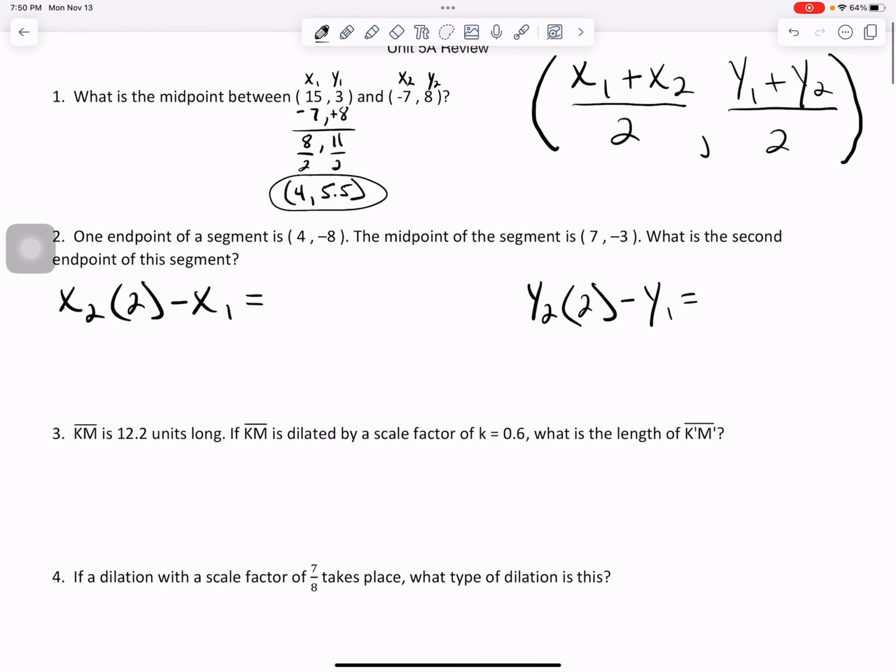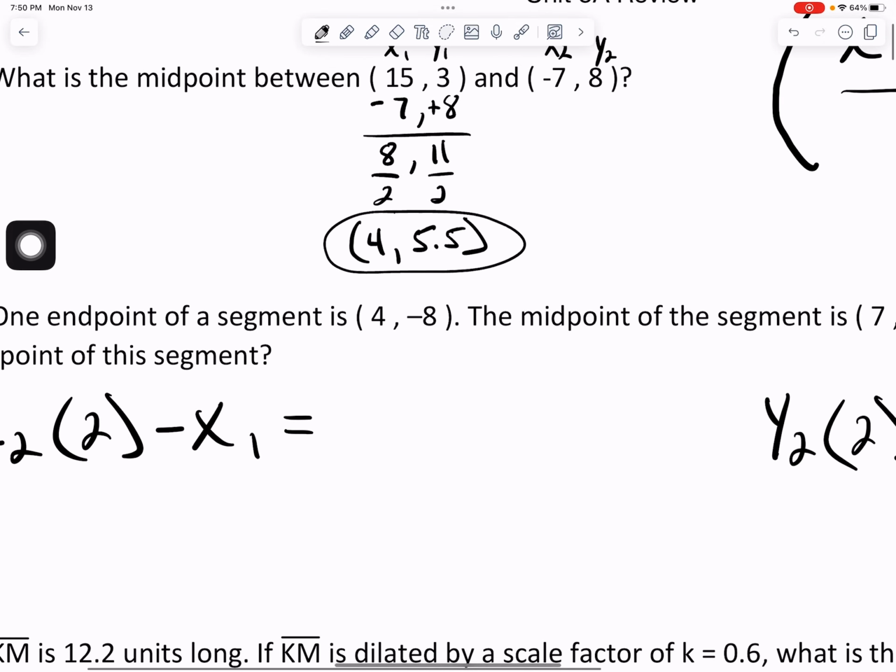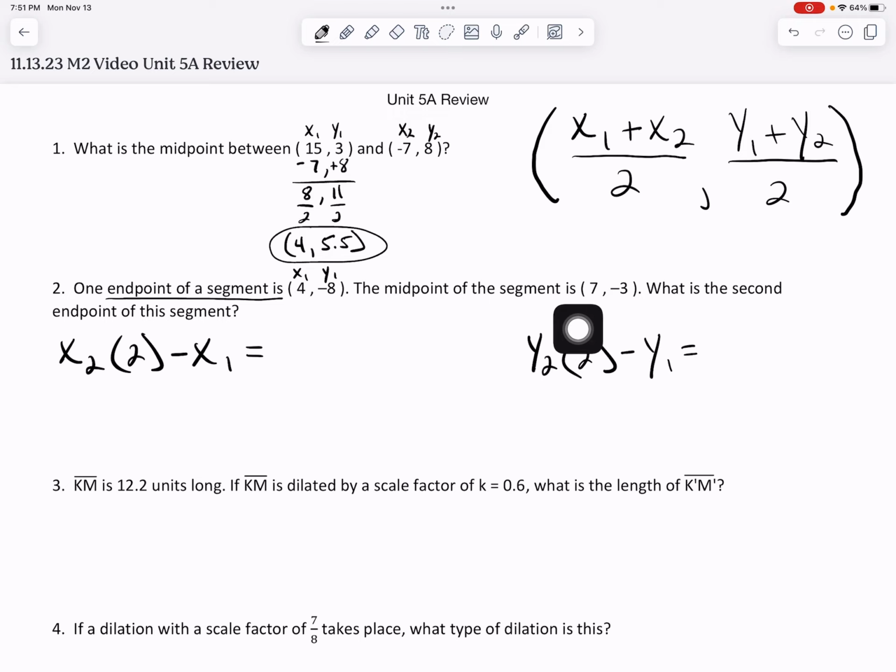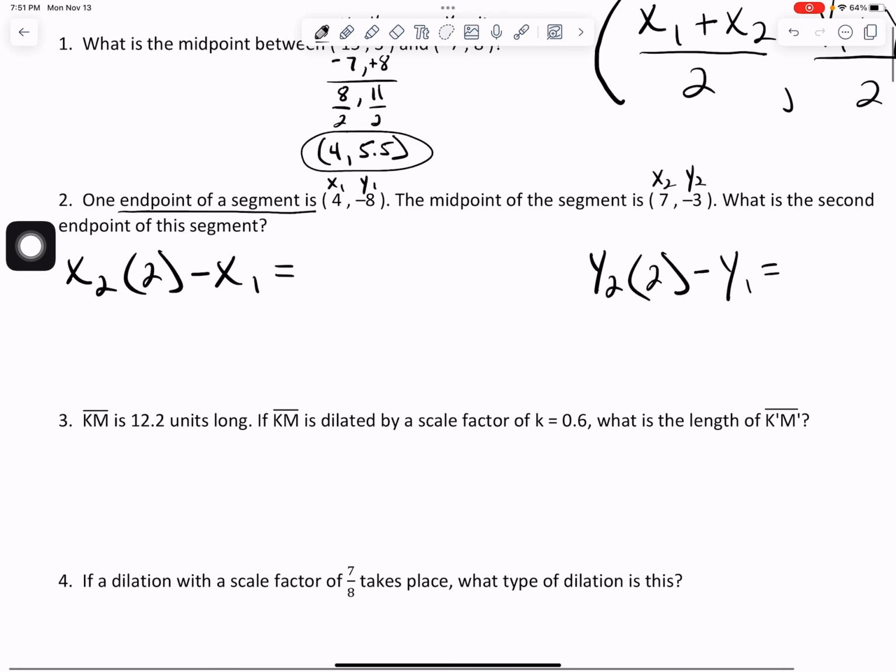All right, moving forward to number 2. One endpoint of a segment is 4, -8. Now, the endpoint specifically, I always want you to label as x1, y1. And the midpoint of the segment is 7, -3. The midpoint, always x2, y2. Because it's asking for what is the second endpoint of this segment. Now, I've pre-built in the formula for you just in case some of us may have forgotten it.